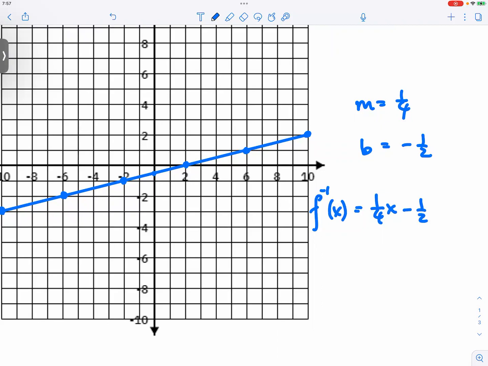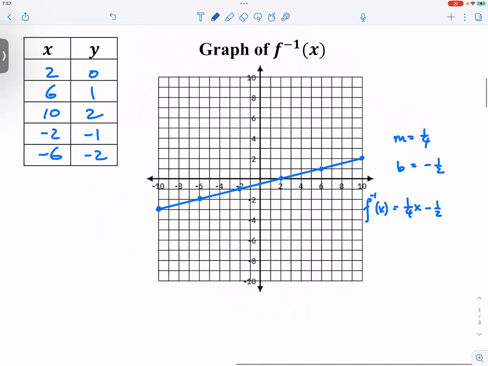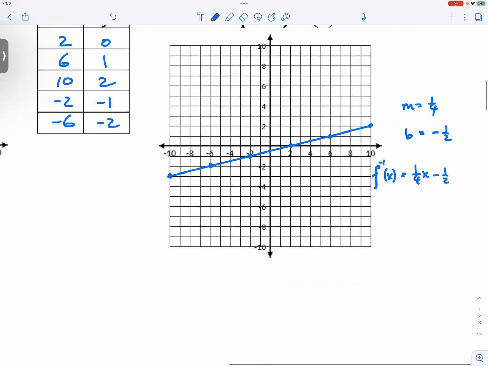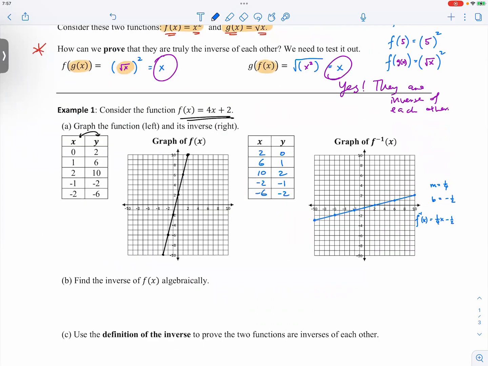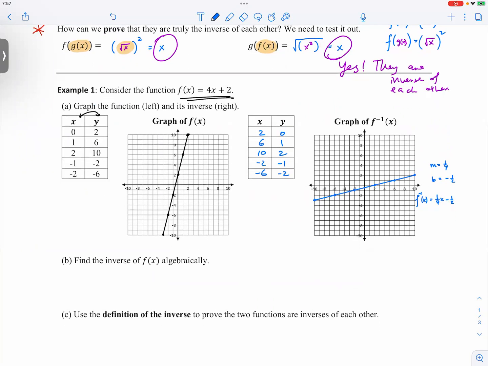You would put the -1 like a superscript next to the f, okay? And that shows what an inverse is. So if you have the points, you can actually use the points to write an equation, but we are going to use a more sophisticated method to find the inverse in a moment, which is our part B.